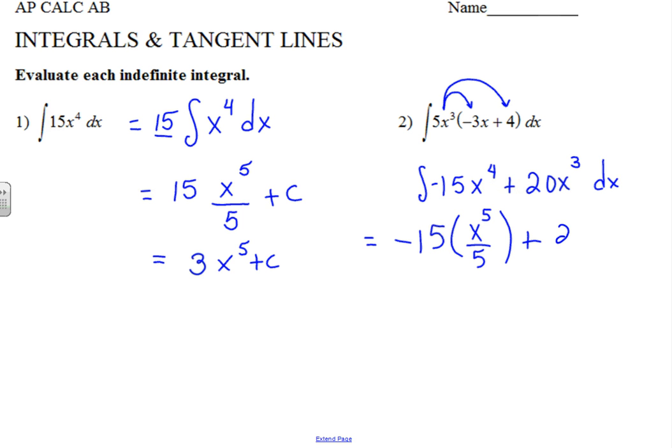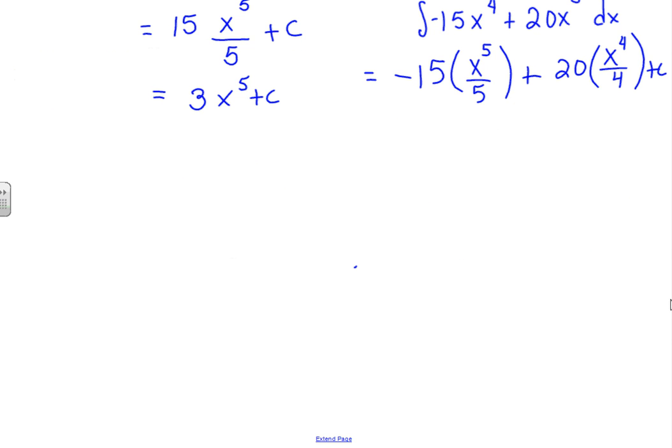The next one, the 20, is out front. Integrate x to the third. That's going to be x to the fourth power up, divide by the new power, add a c. Simplify where we can, and we're looking at negative 3x to the fifth plus 5x to the fourth plus c.